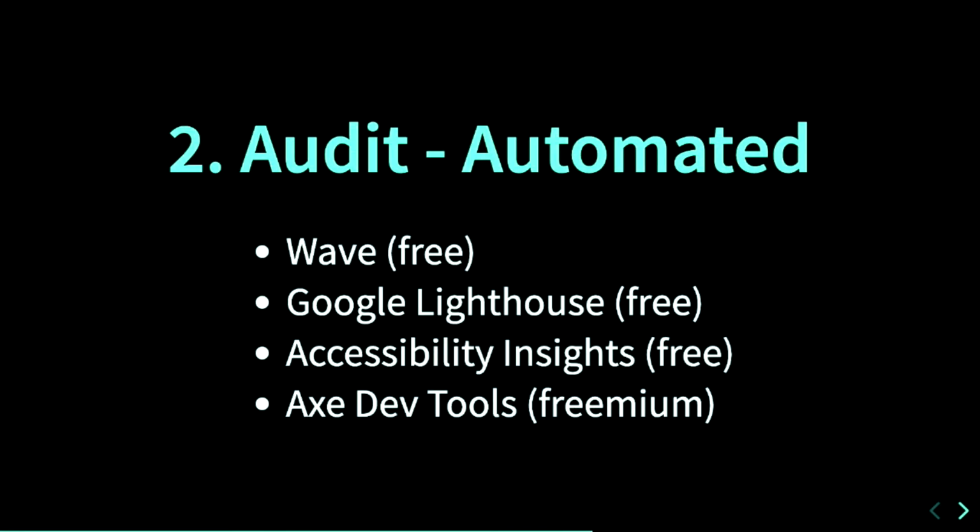There are ways to audit. There's the automated way, which only covers 30 to 40% of all the use cases. There are tools like WAVE, there are tools like Google Lighthouse, which is built into your browser. There's Accessibility Insights, an extension to Chrome, which is also free. There's also my favorite, which is axe DevTools. It's freemium, so there's a free version. If you want to do more advanced filtering and searching and more advice, then you get the paid version.